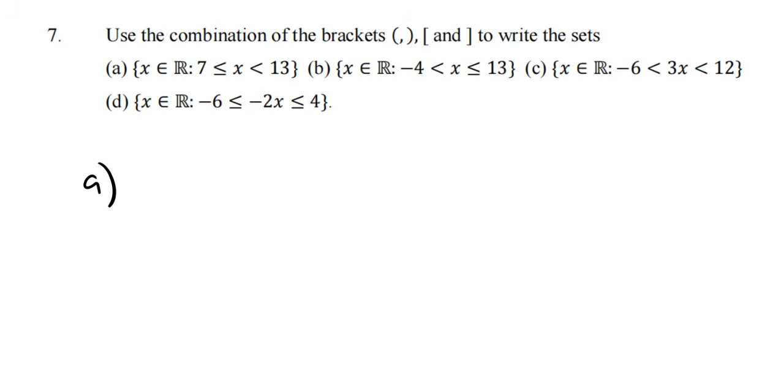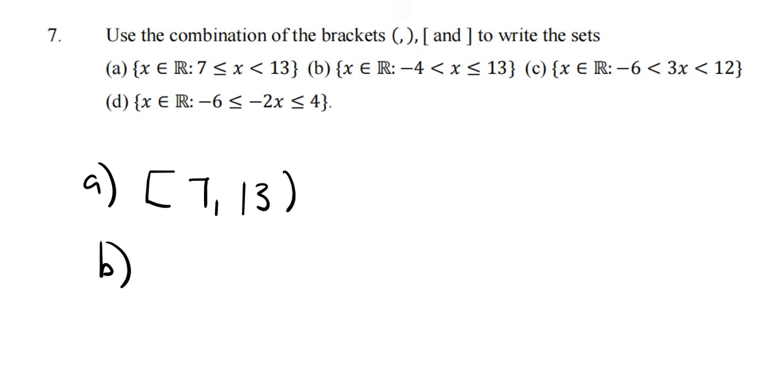We are saying X is a member of real numbers, and this X is in that region. So how are we going to write it in terms of those brackets? X is greater than or equal to 7, and it is less than 13. Since it is greater than or equal to 7, 7 is going to be included. However, when we come to 13, what about 13? 13 is not going to be included because it is less than. So always look at the inequality symbol. That is how we solve A.